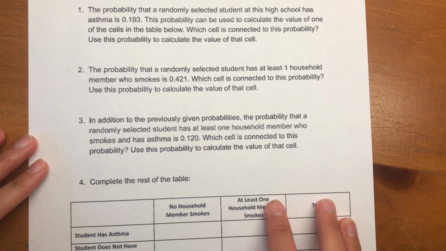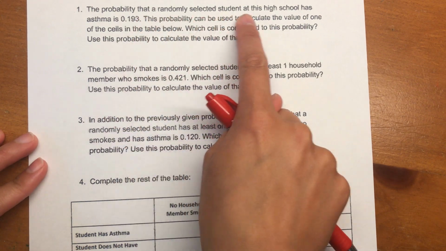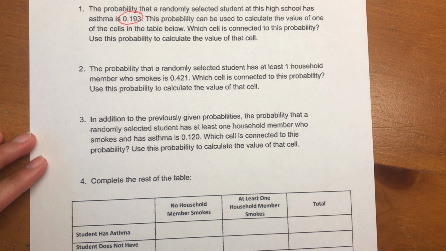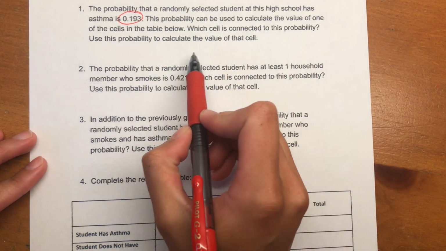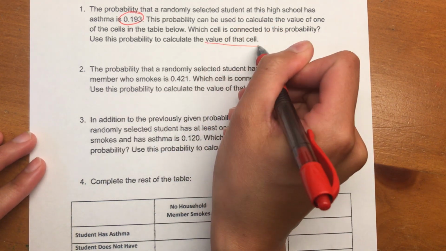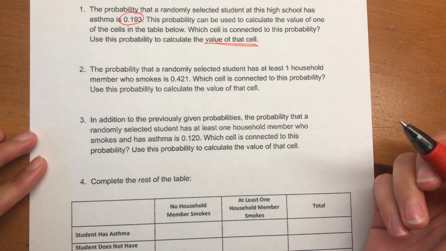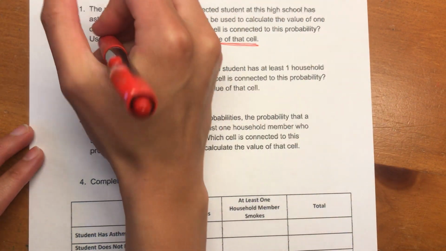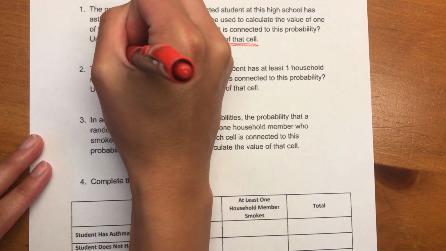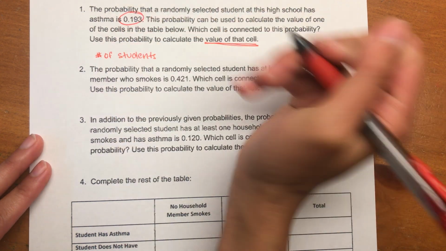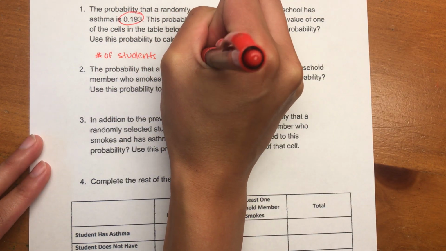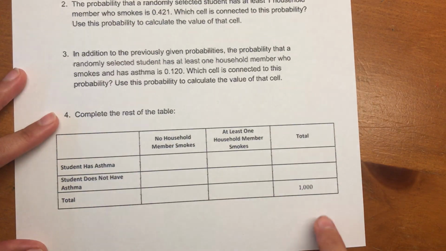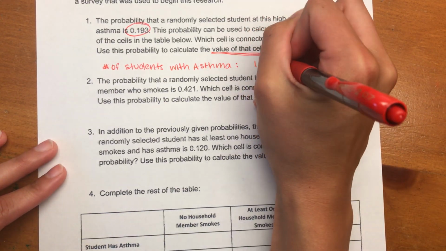Now we have, for number 1, the probability that a randomly selected student has asthma is 0.193. If we want to calculate the value of the cell, that's going to be the number of actual students that this probability represents. So remember from our do now, the number of students with asthma is going to be the probability times the sample size, or the sample size times the probability.